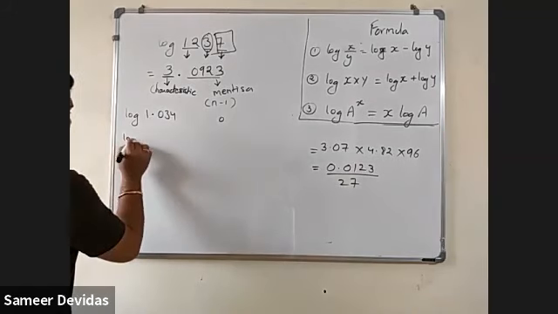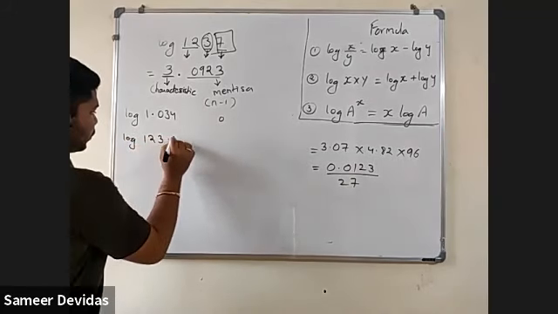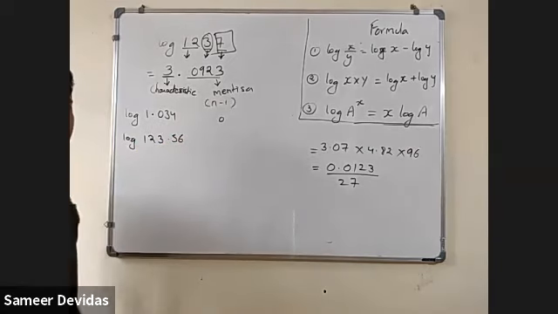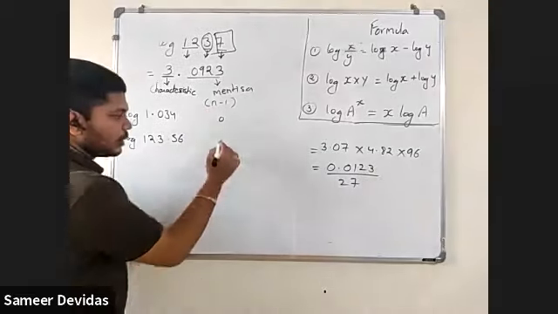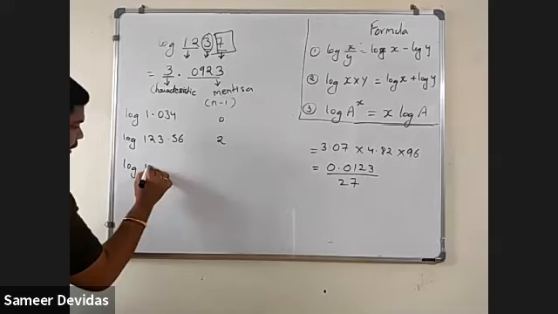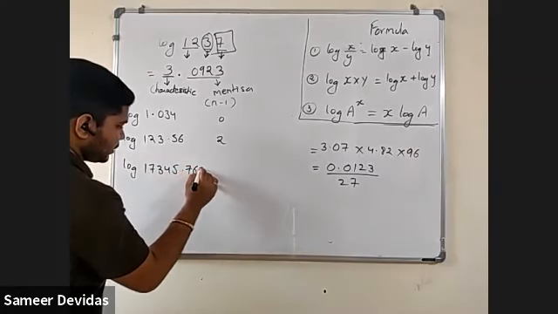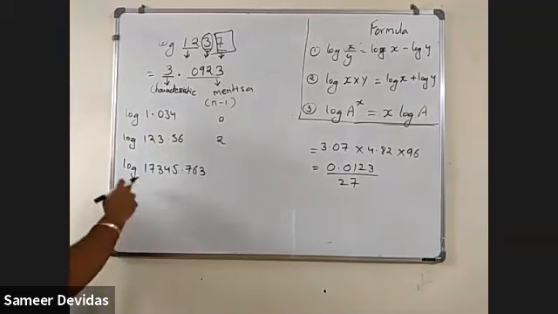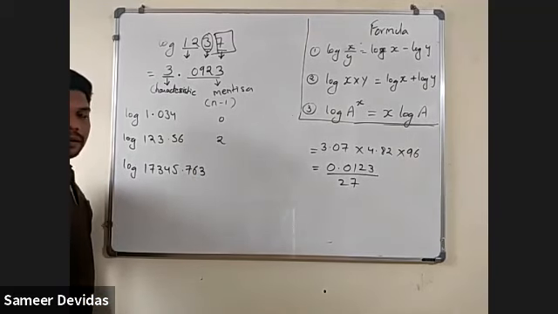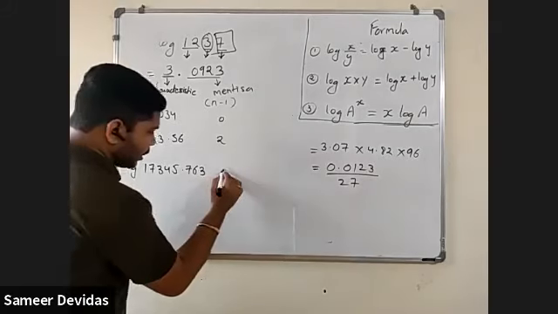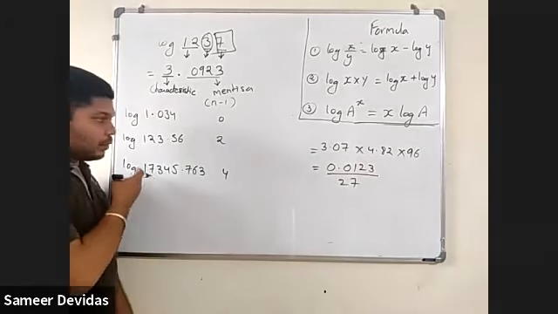Very good. Then suppose I'm saying log of this number. Before the decimal, 3 numbers are there. So n minus 1, the answer is 2. Very good. Then log 17345.736763. In this case, what is the answer, students? We are finding the characteristic. 1, 2, 3, 4, 5. So the answer is 4.